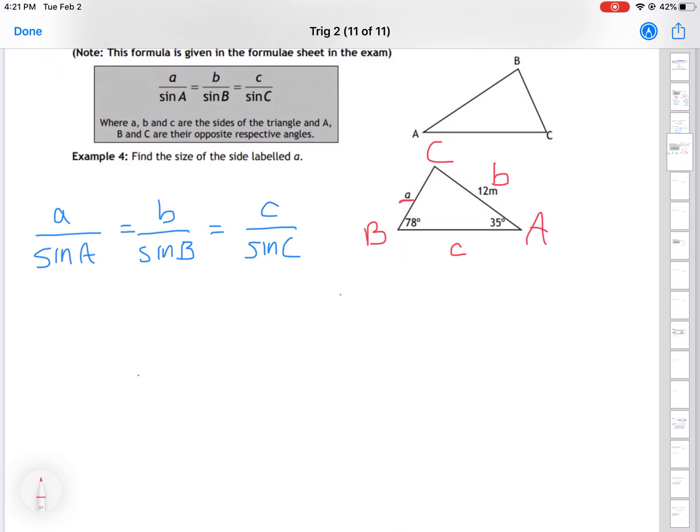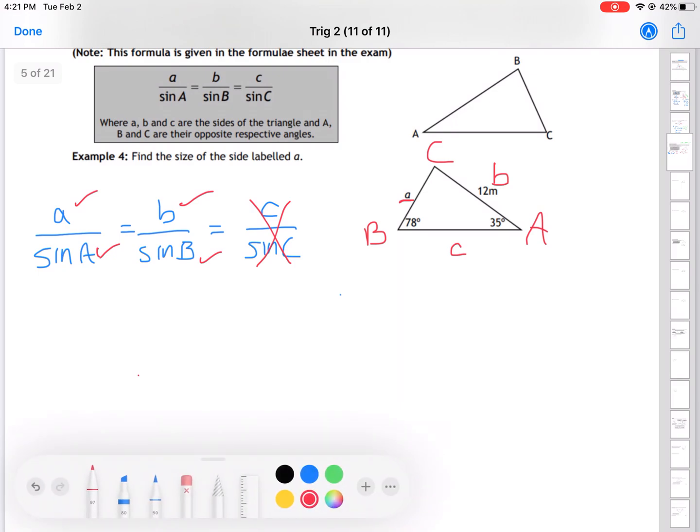We are looking to find A, so we can tick that. We have the angle A, which means we will be able to find sine of that angle. We have angle B, and we have side B. So we are not going to use the C section of this formula.